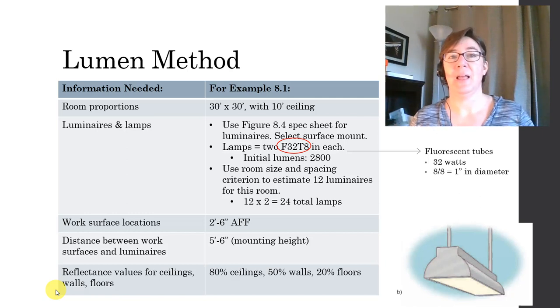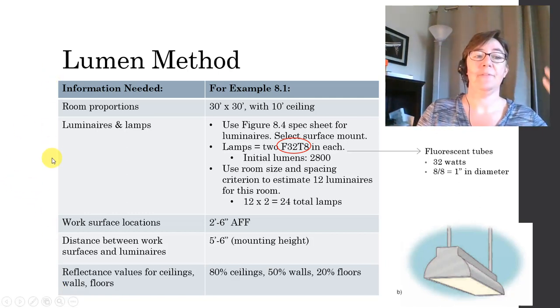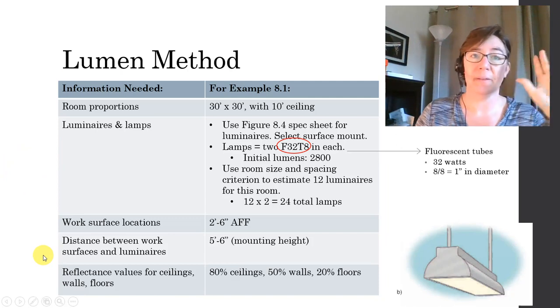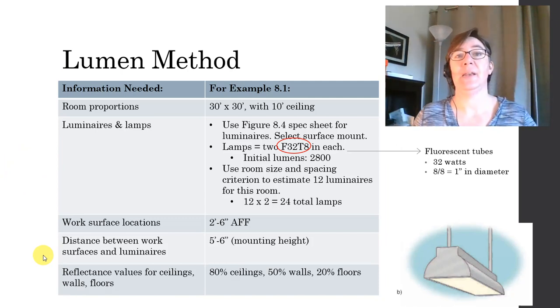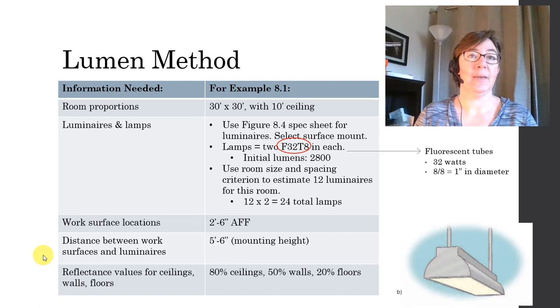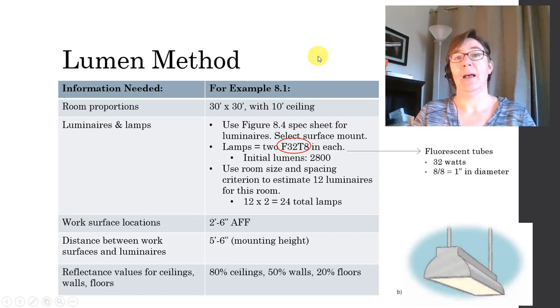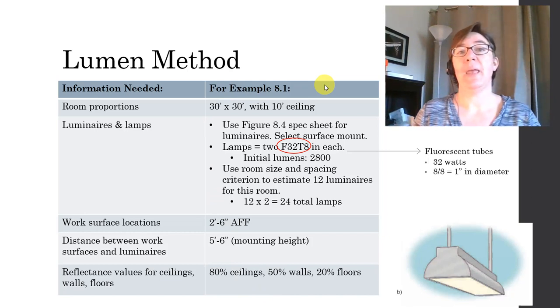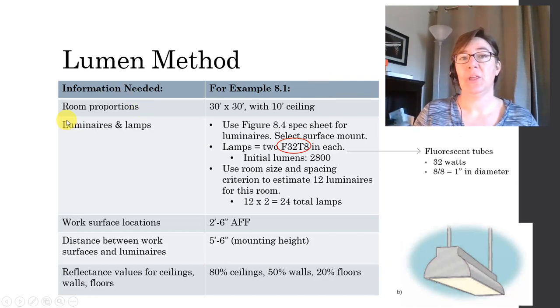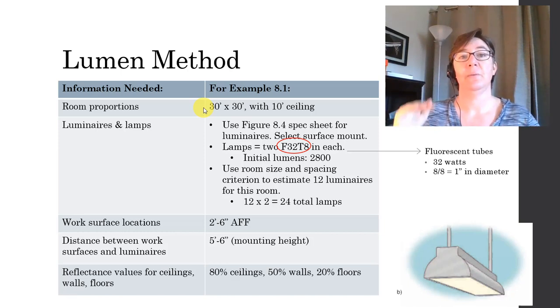For the next couple of slides, what you're going to see on the left-hand side is the same list from the last slide of information needed. What kind of information do you need to gather for your project? On the right-hand side, I've listed the information for example 8.1. Again, turn to page 179 in your textbook for this example. So the first piece of information we need is room proportions, and it's given to us as 30 feet by 30 feet with a 10-foot ceiling.